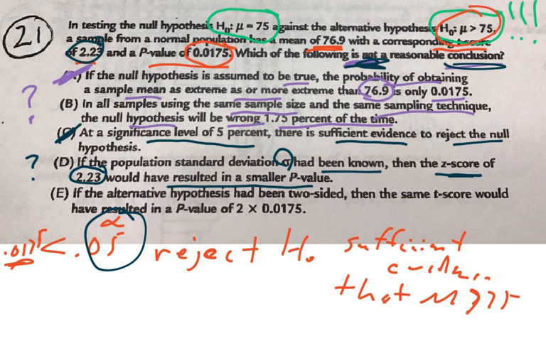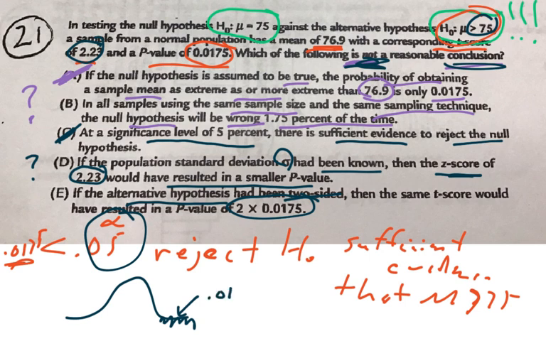Let's look at E. If the alternative hypothesis had been two-sided, remember ours was, we were suspecting greater than, but what we would have done, I hope you understand, is double our p-value. So again, we know that this is a 0.0175 chance of happening. But if it was double-sided, we'd have to include here another 0.0175. So you double it. So that one is true.